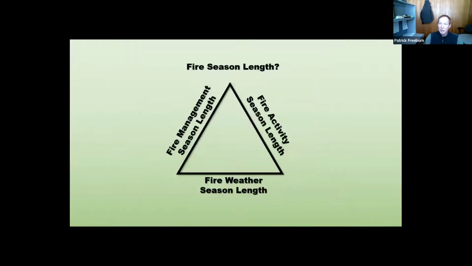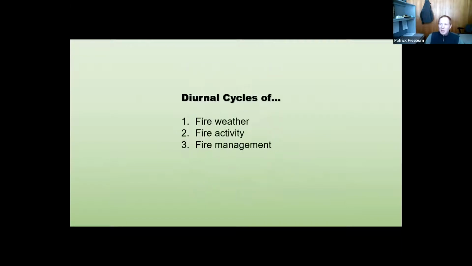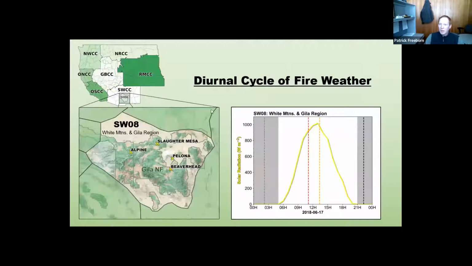So when I think of fire diurnal cycles, I think of them in similar terms as I do the fire season. When somebody mentions the fire season length, I kind of shrug my shoulders because I don't know exactly which one they're talking about: the fire weather season length, the fire activity season length, or the fire management season length. And like I said, I think of diurnal cycles in the same fashion, that is in terms of fire weather, fire activity, and fire management.